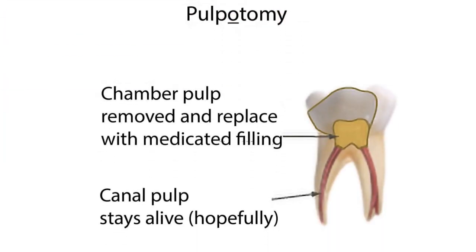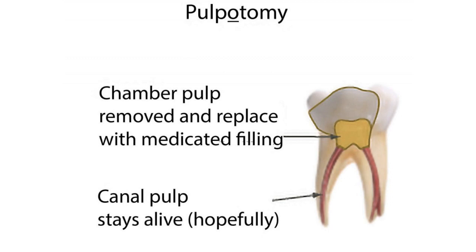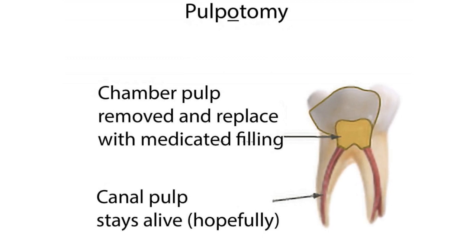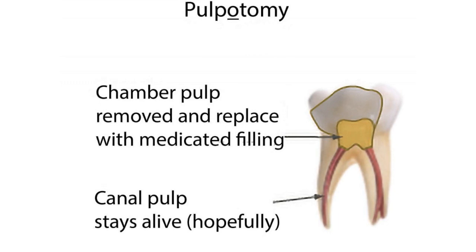Now for pulpotomy, as the name suggests, it is a removal of the coronal portion of the pulp. So the radicular pulp is healthy. The coronal portion is infected, so we remove only the coronal portion of the pulp and leave the radicular pulp because it is still healthy.